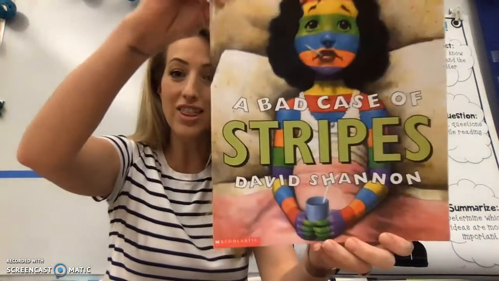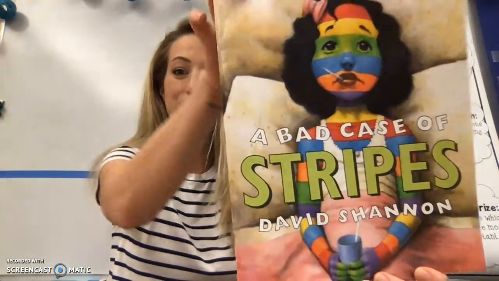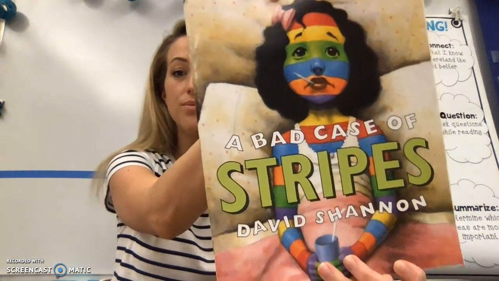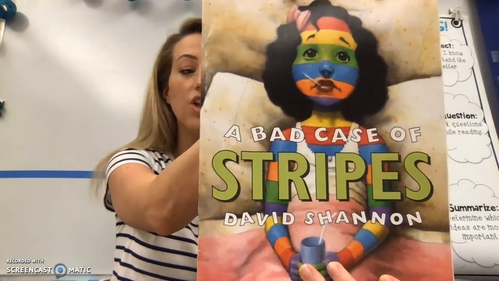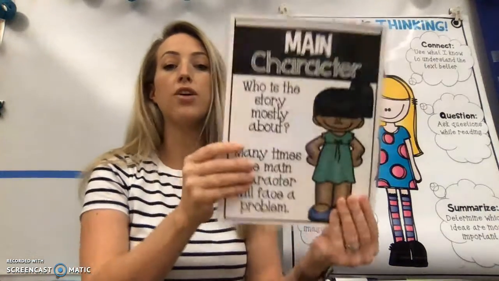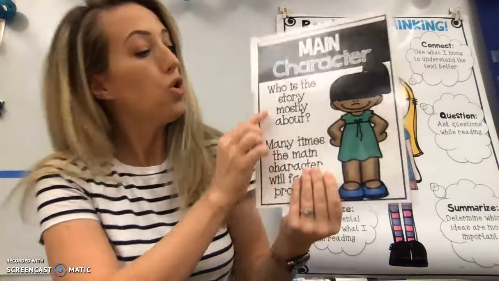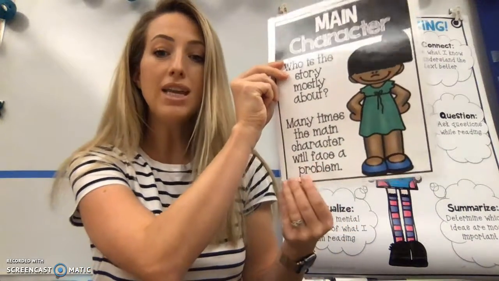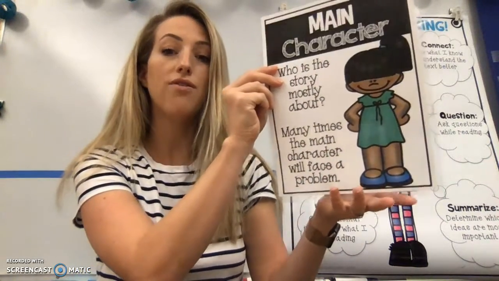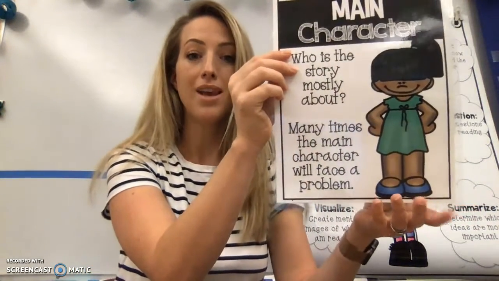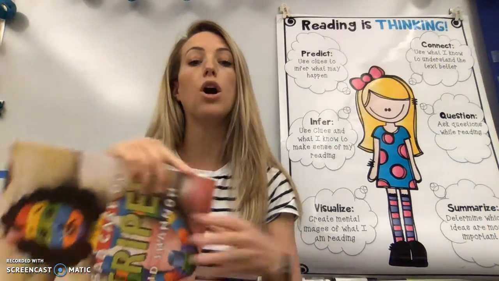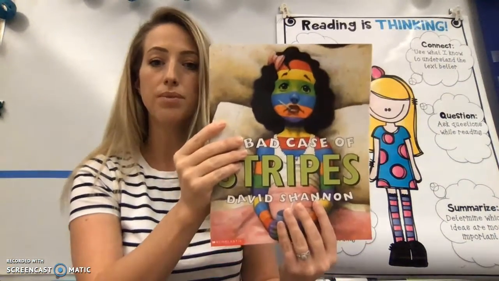Go ahead and look at the front cover of this book, and we see a little girl. And this little girl is our main character. Main characters are who the story is mostly about. Many times the main character will face a problem. So when we're reading this book, we're going to be paying attention to our main character.